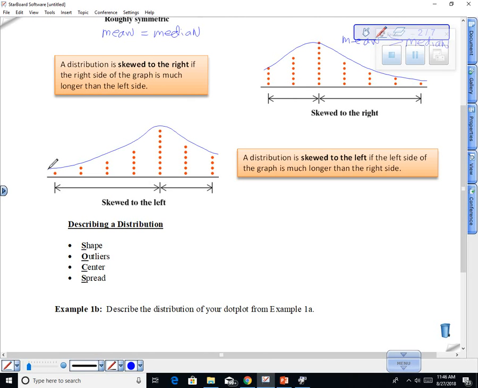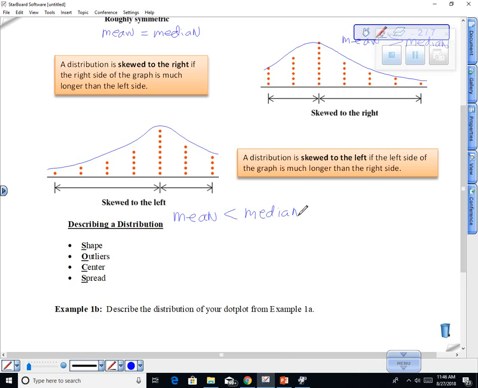So how do you think the mean is going to compare to the median in this one? It's less than the median. So the mean, you might notice, gets pulled towards the tail, and we'll talk a lot more about that as well. So far, okay?